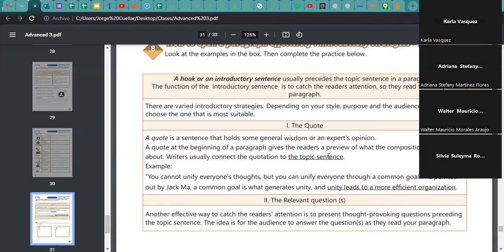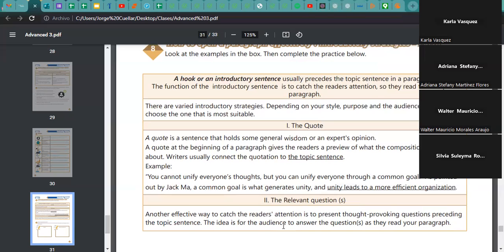And the other one is the relevant questions. So another effective way to catch the reader's attention is to present a thought-provoking question preceding the topic sentence. The idea is for the audience to answer the questions as they read your paragraph. So the other strategy is that you are going to ask a question in the first part.